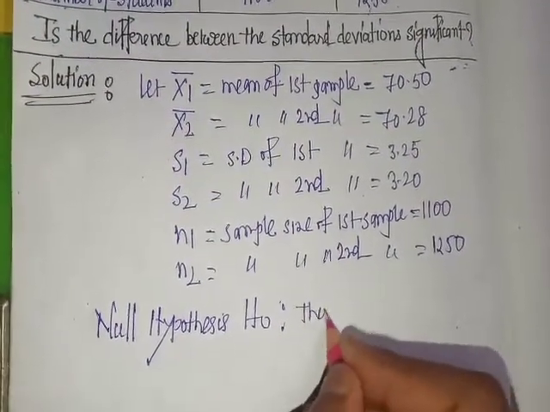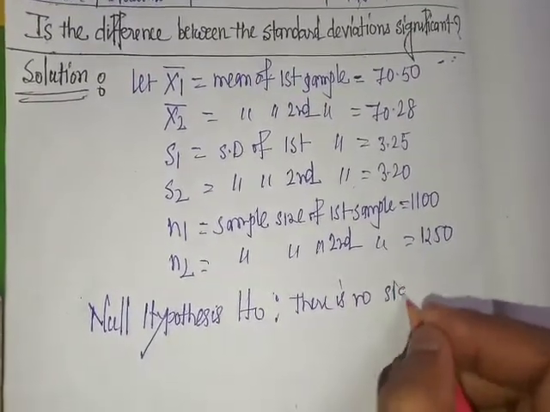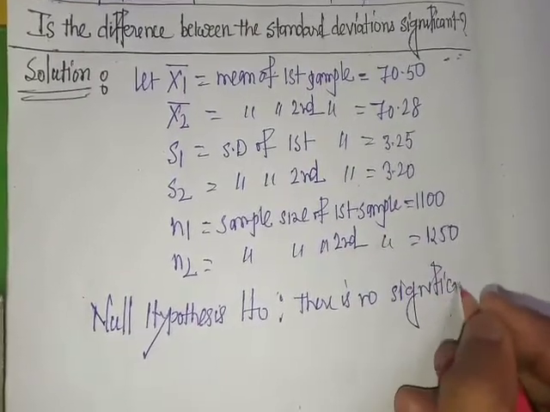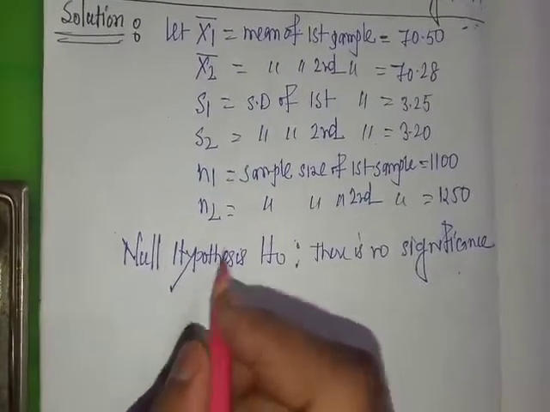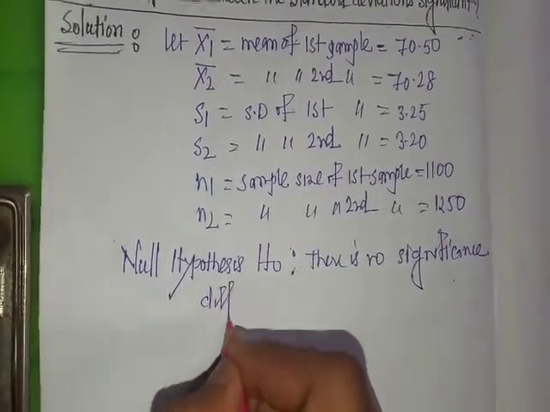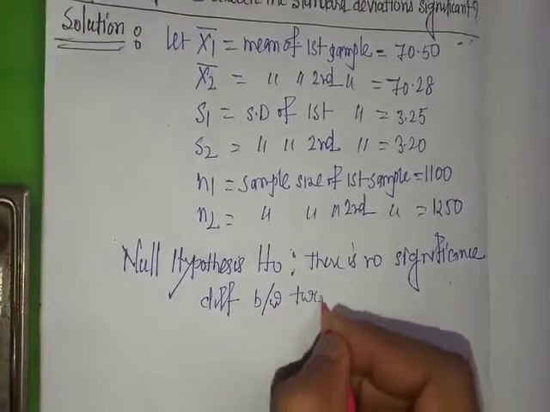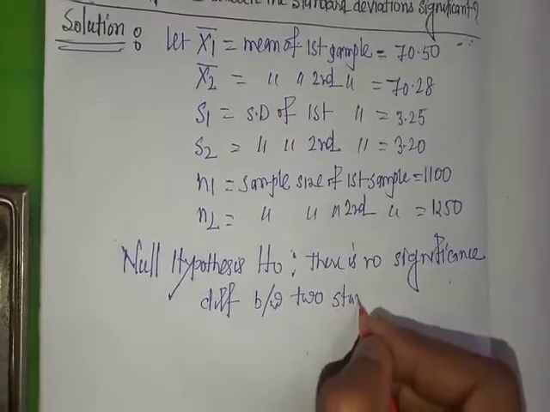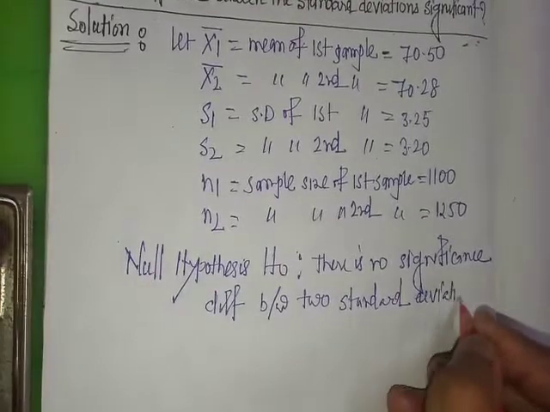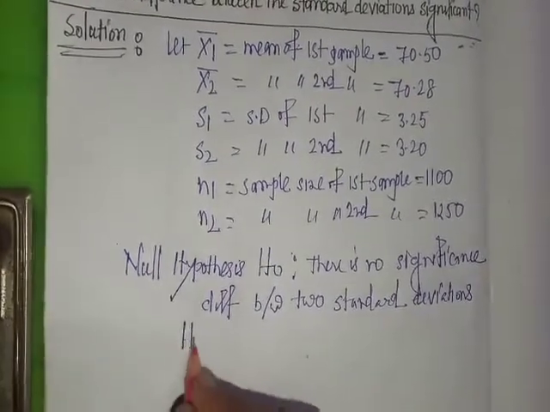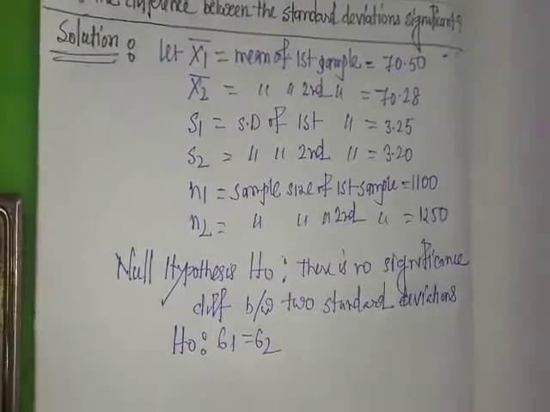There is no significant difference between two standard deviations. That is, the null hypothesis is sigma 1 equal to sigma 2. There is no difference between standard deviations.